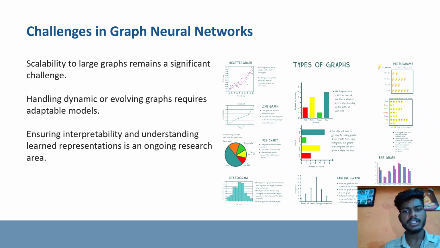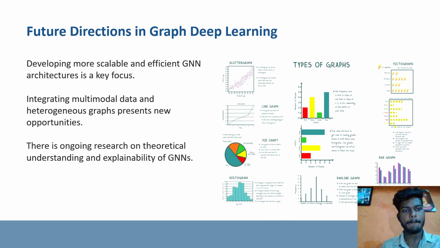Challenges in graph neural networks. Scalability to large graphs remains a significant challenge. Handling dynamic or evolving graphs requires advanced models. Ensuring interpretability and understanding learned relationships is an ongoing research area.